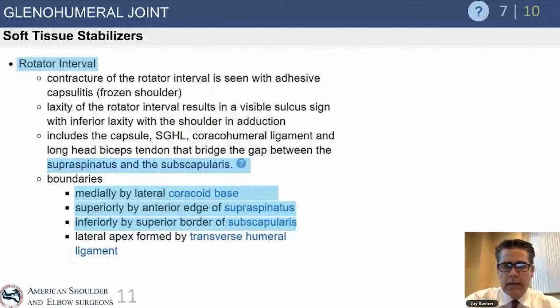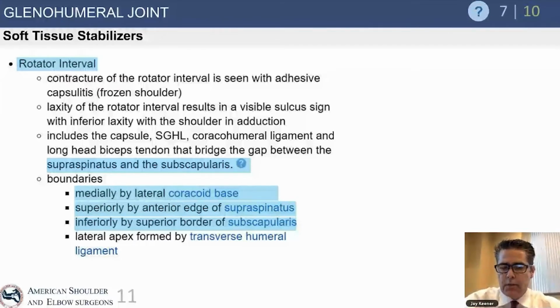The rotator interval is involved in various pathologic states. Contracture of the interval is classically seen with frozen shoulder. That's a very good test question. Laxity of the rotator interval is a part of multidirectional instability, and it usually manifests as increased inferior translation or a sulcus sign.